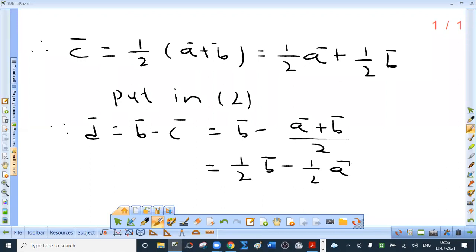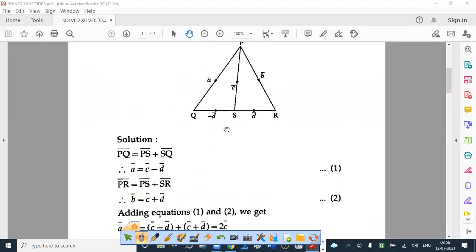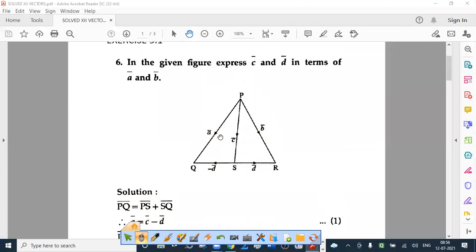So we have expressed C bar and D bar in terms of A bar and B bar. Let me show you this part again. This is the given sum. S is the midpoint of QR.